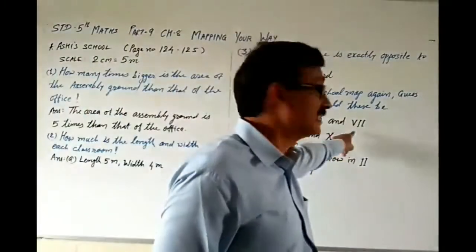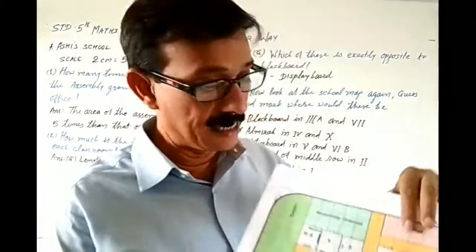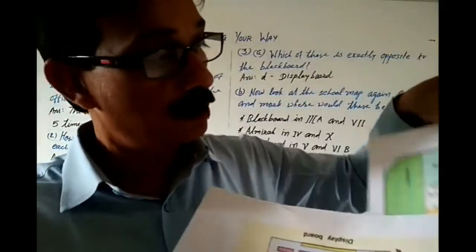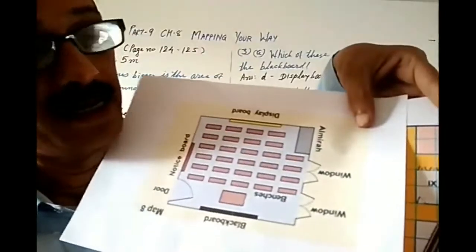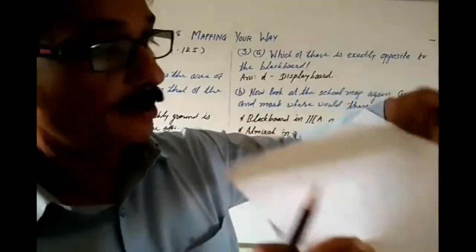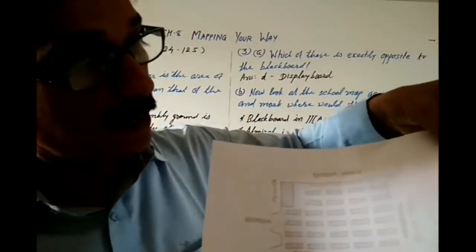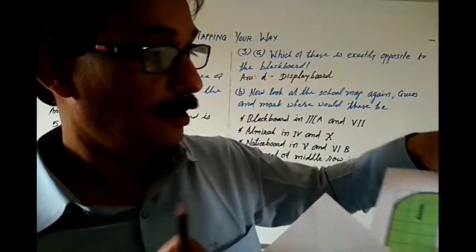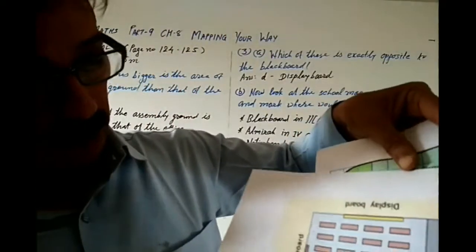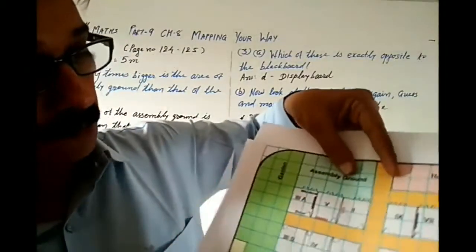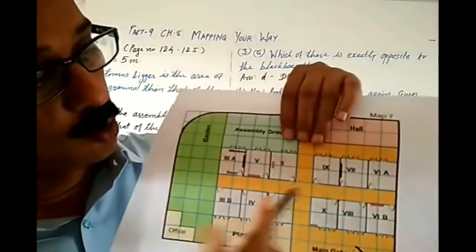Then the other class is 7th. Now, where is 7th standard? Here, you can see 7th standard is over here. Now find out the door. In 7th standard, the door is over here. Then I should keep it the opposite way. I hope you are able to see. The door is here.